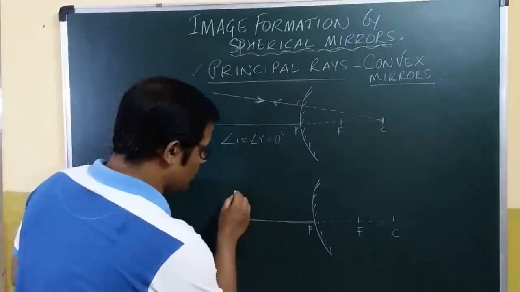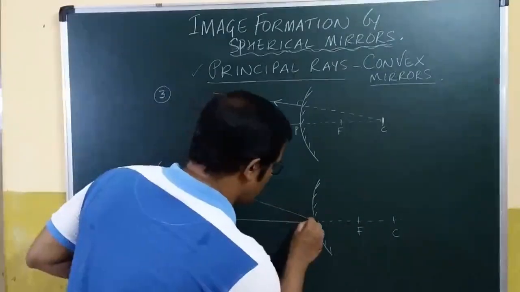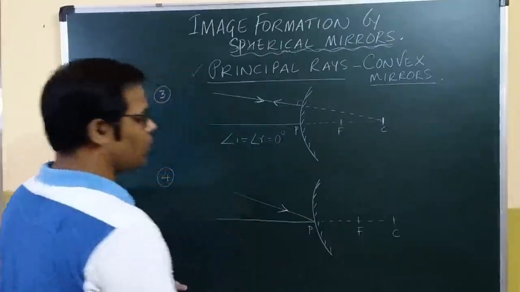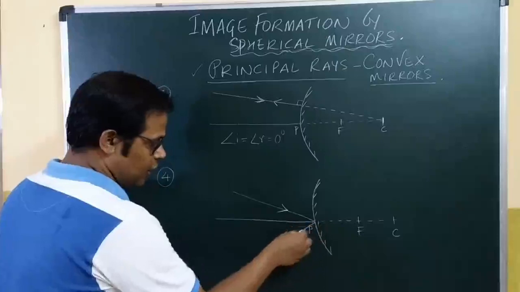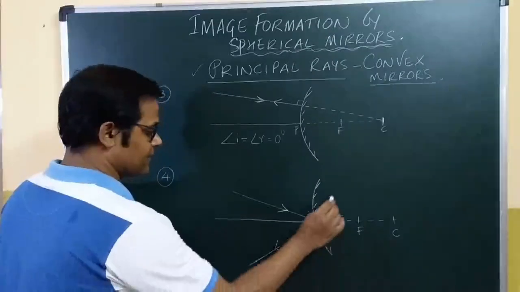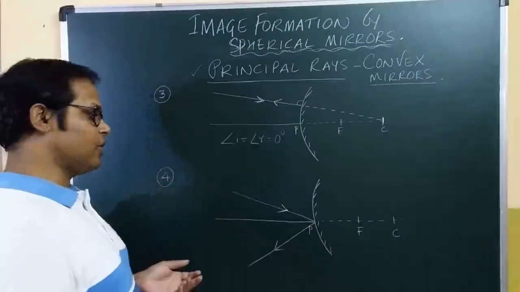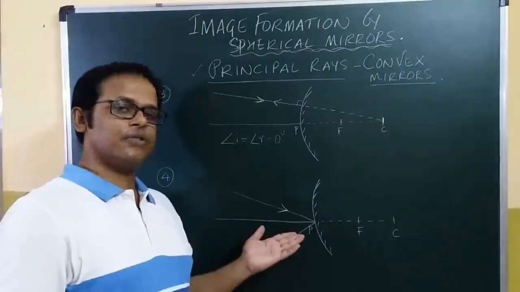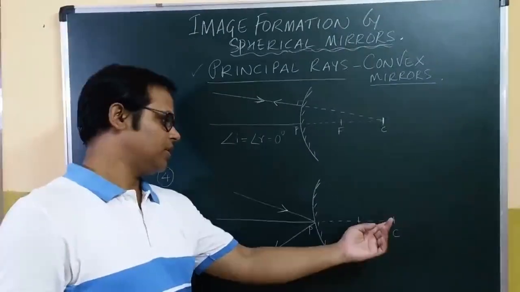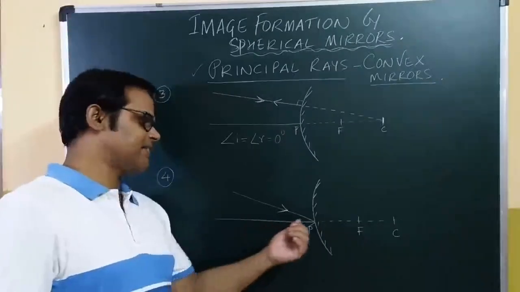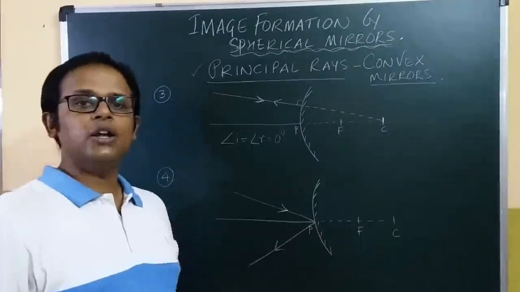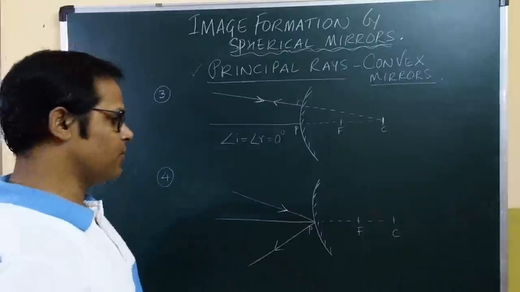A ray of light incident on the pole of the mirror reflects, making equal angles with the principal axis. In this case, it's not a big surprise to see the center of curvature. The line actually passes through the pole, so this principal axis itself will behave like the normal as it did in case of concave mirrors.